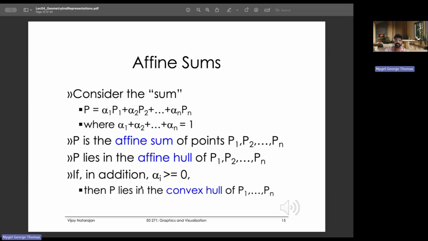There's a more specific case. If all the alpha i's are greater than or equal to 0, note that in general alphas can be negative, but if all the alphas are non-negative and also add up to 1, then we say P lies in the convex hull of the points P1, P2, P3. So the two conditions which have to be satisfied for the convex hull: first, all the coefficients of the points should add up to 1, and next, all the coefficients should be greater than or equal to 0.